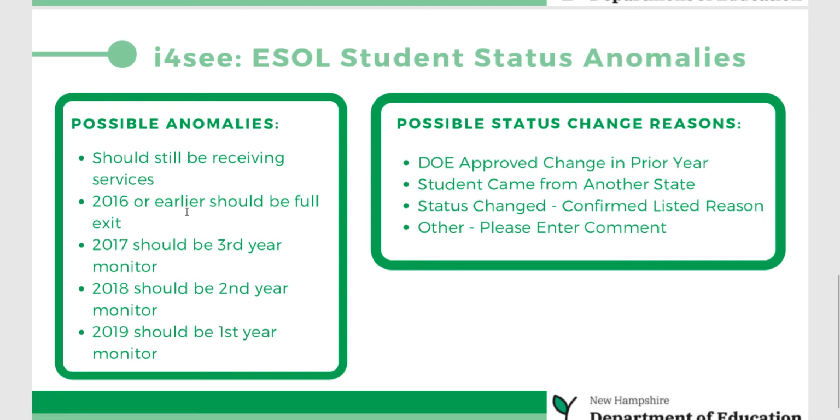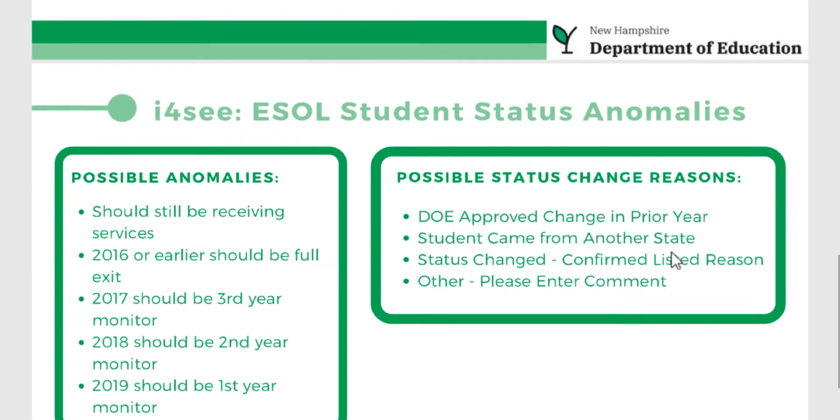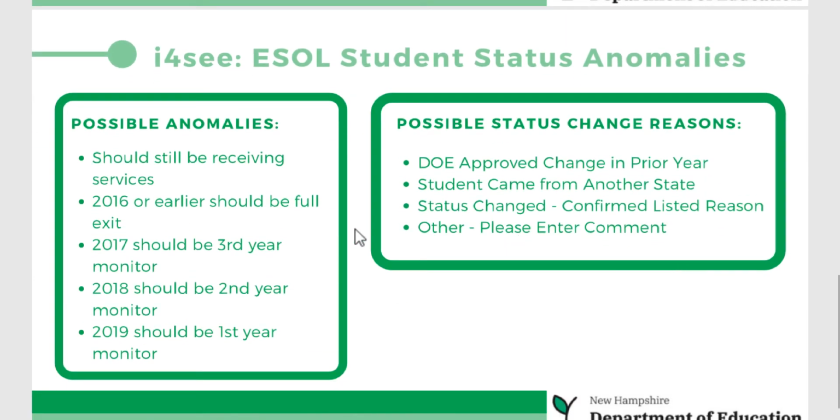Just so you understand, these are the 5 different anomalies that you'll see. On that prior screen we just saw, the anomaly reason. These are the 5 different reasons you'll see. You'll see that we've got records where we believe the student should still be receiving services. So it might be that the current status says that they're in first-year monitoring, but we don't have any access score that shows that they should be monitored. You'll have to let us know. It might be that the student came from another state, and that's appropriate that they're in monitoring status, even though we don't have an assessment result showing their proficiency.